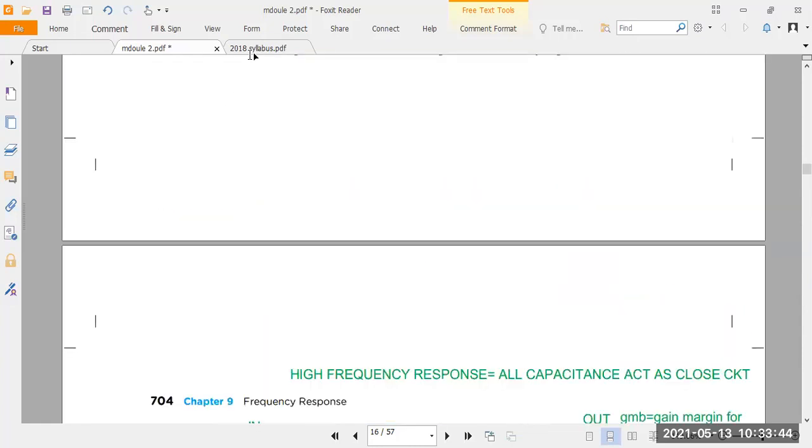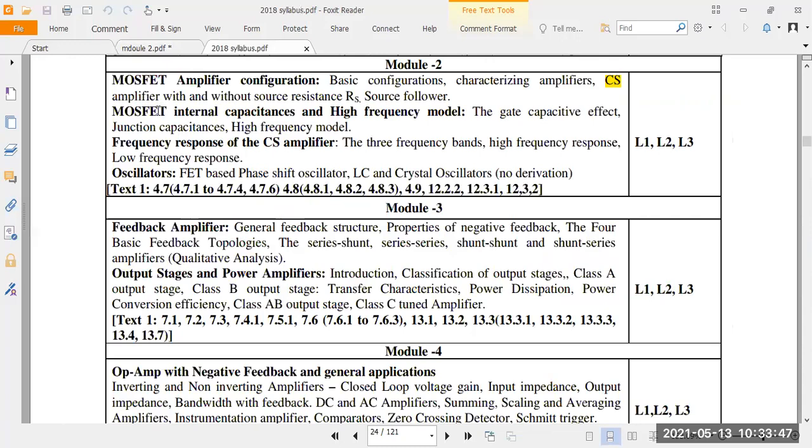The topic is MOSFET internal capacitance and high frequency model, right? So what are the internal capacitances now?